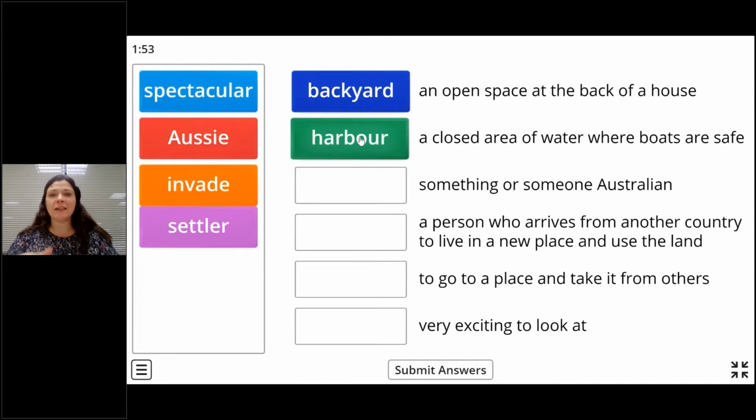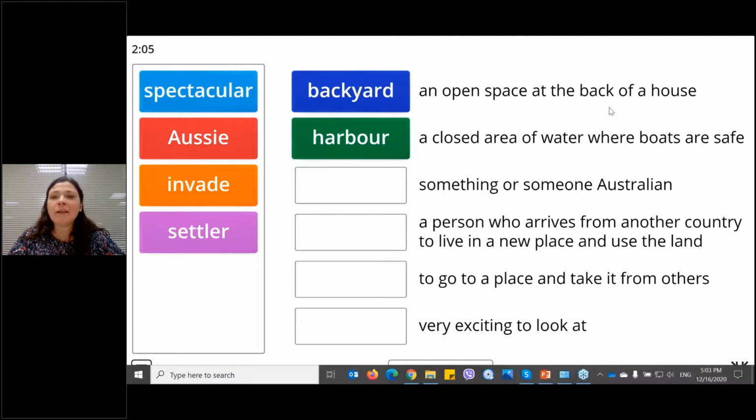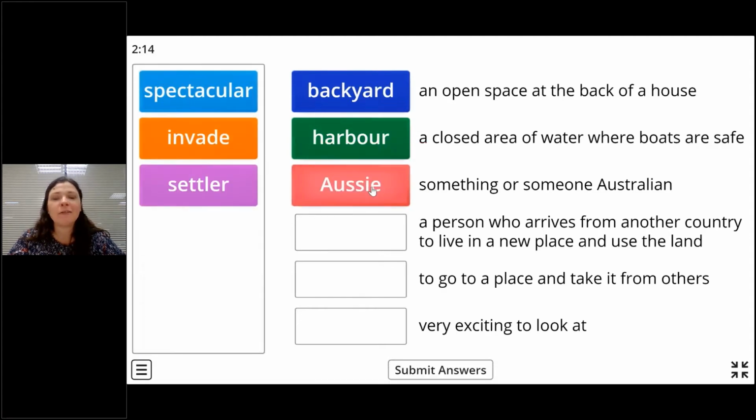Harbor, yeah, is a closed area of water. No waves there. Yeah, the boats can rest there and wait for people. Sometimes people can make it, or it can be natural. Great job. Something or someone Australian, you can find it in lots of articles, and that is true. I know some people from Australia, and they always say this. They hardly ever say Australia. They usually say Aussie.